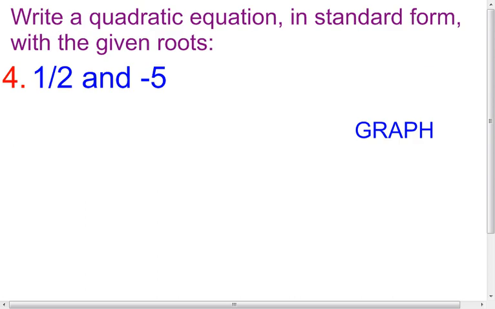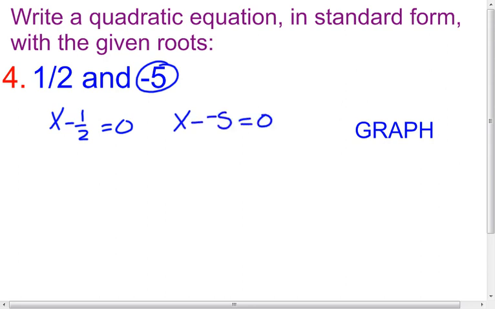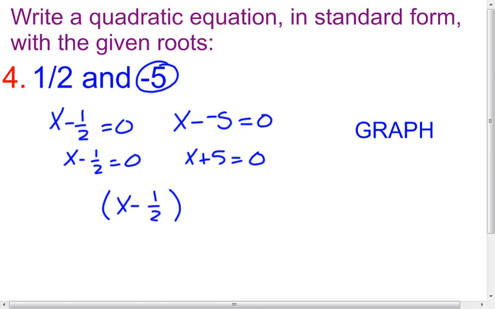All right, now you guys, we're going to go backwards, and I'm going to give you roots, and you're going to give me the equation. So if a root is 1/2, what I know is that x minus 1/2 equals 0. And if I have a root of -5, I know that x minus -5 equals 0. Remember it's always the opposite sign, or this is x plus 5 equals 0. Then you can multiply those two together, and I can go like this: x minus 1/2 times x plus 5 has to equal 0 for the quadratic equation.